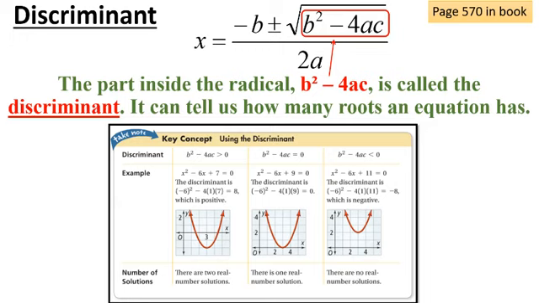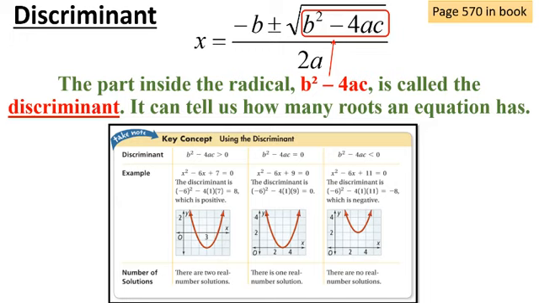Now let's talk about the discriminant. The discriminant is the part that is inside the radical. So it's only talking about that b squared minus 4ac. That's the only part it's referring to. And the importance of this is by determining what b squared minus 4ac is, we can determine how many roots or how many solutions a quadratic equation is going to have. This chart, which is also on page 570 in your book, tells you.